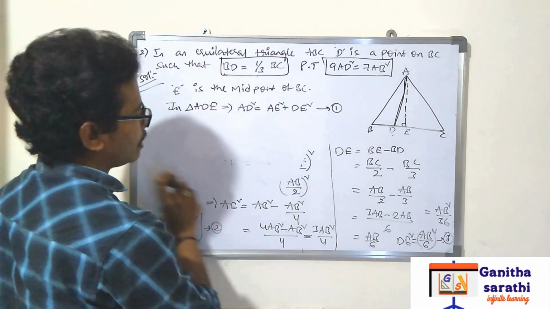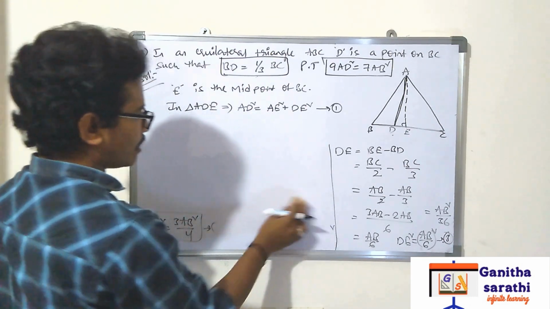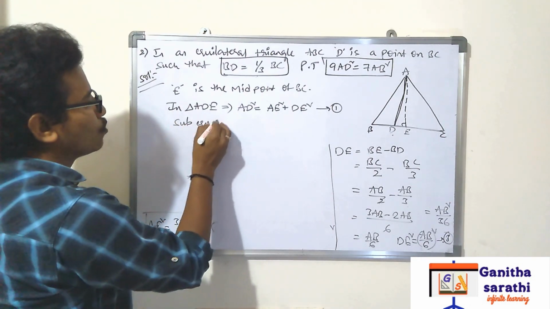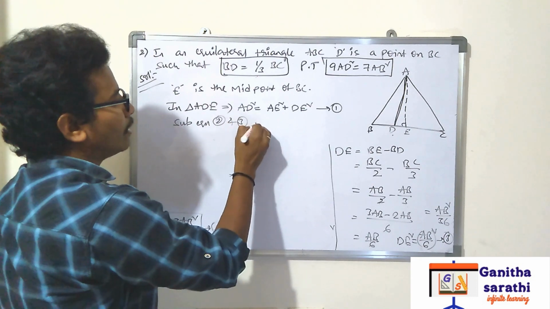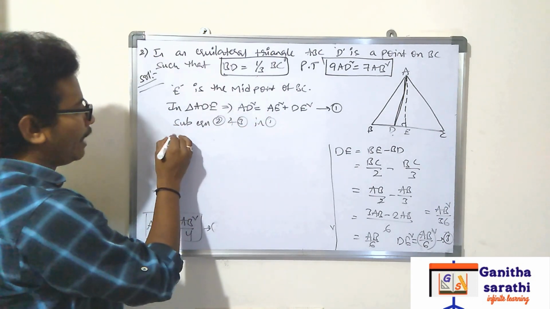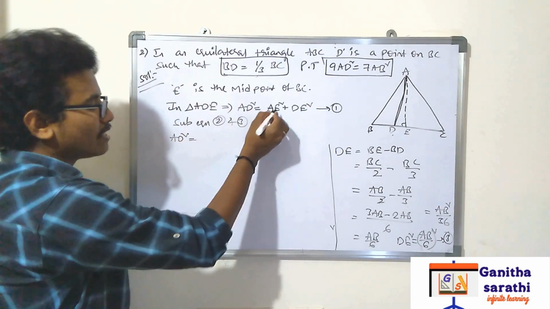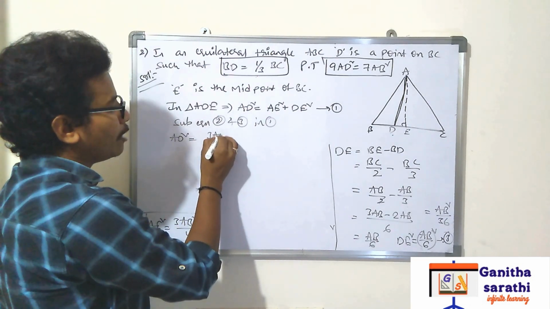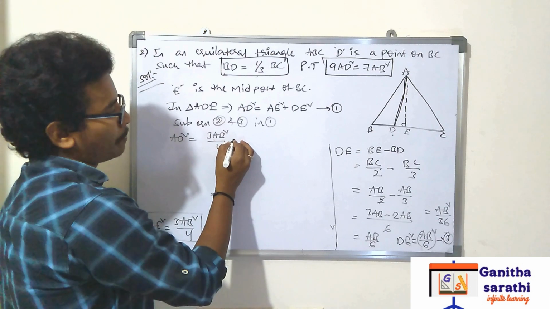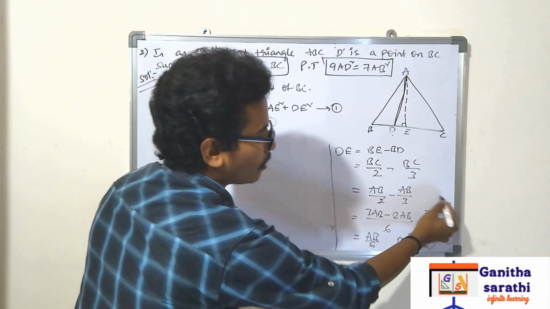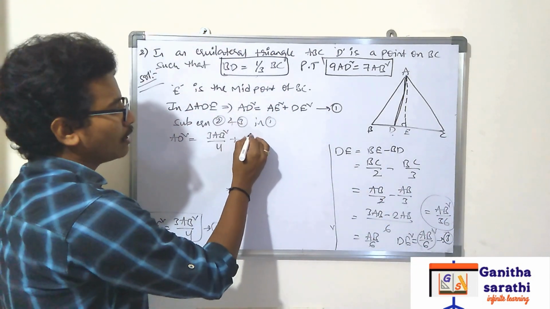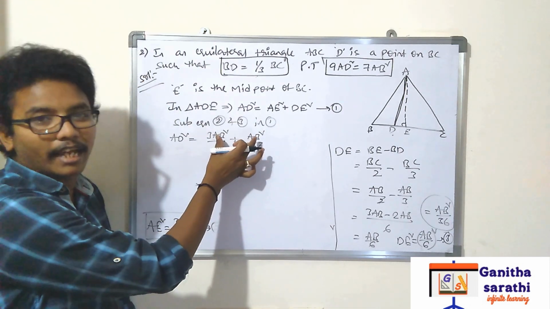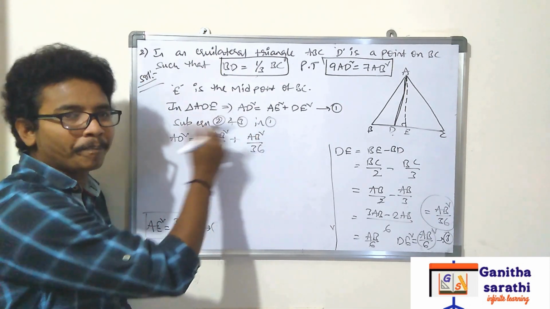Understood? So now see here, you are substituting. Substitute equations 2 and 3 in 1. AD square is equal to, what is AE square we got? AE square is equal to 3AB square by 4, plus, what is DE square we got? DE square is equal to AB square by 36. Both we got in AB square. We have converted that into AB square.